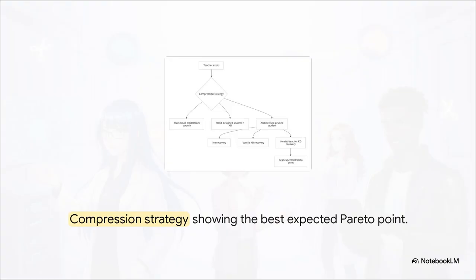The ultimate takeaway here is pretty straightforward. If a massive teacher model already exists, you really shouldn't waste your time training a smaller model from scratch. The absolute best performance for your compute budget, what researchers call the best expected Pareto point, comes from combining an architecture-pruned student with a healed teacher knowledge distillation recovery. It's just the smartest way to do it.